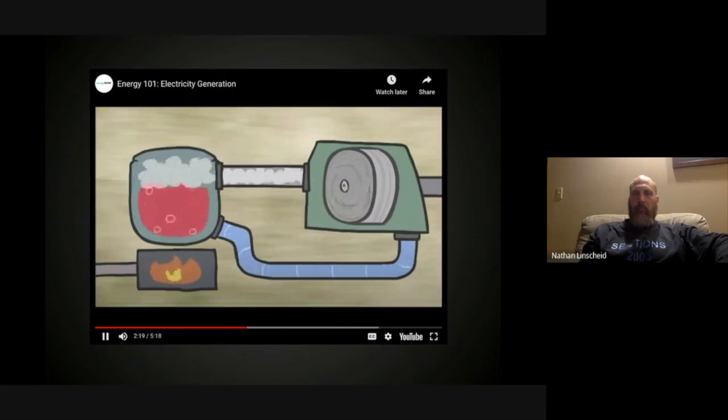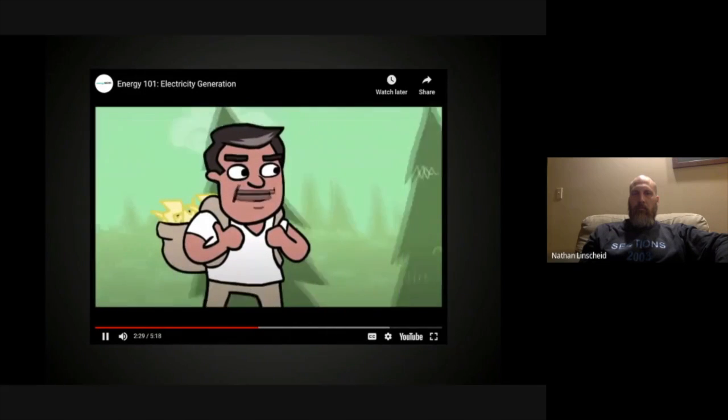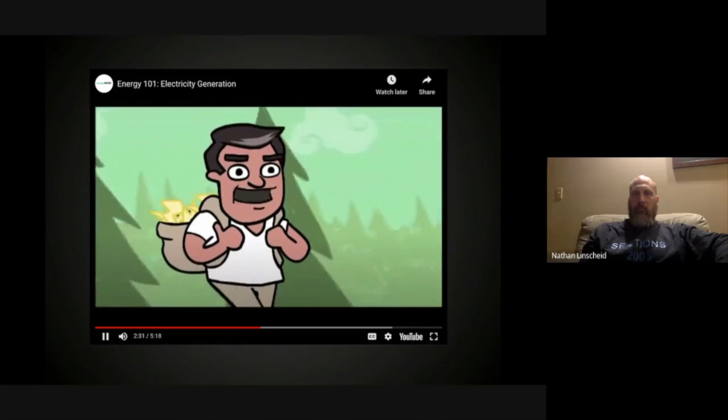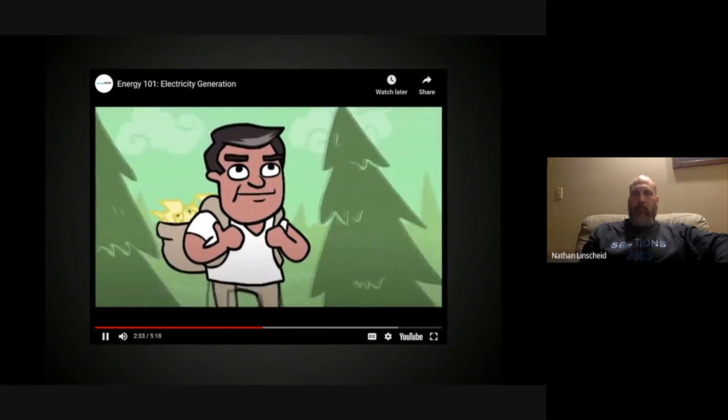Steam is an efficient method of producing electricity because the water can be recycled and reused as it changes back and forth between liquid and gaseous states. Transporting electricity from the power plant to your home is an entirely different process.